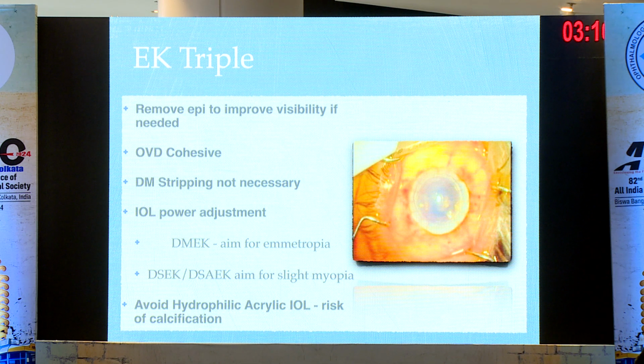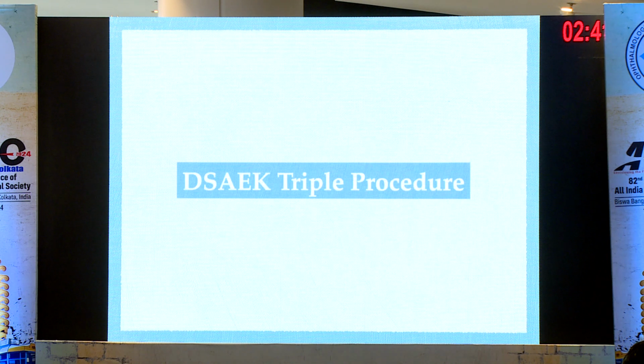Descemet membrane stripping is not really necessary in a post-PK eye, like in this case, but in a routine case, of course, you probably want to do it. This is a failed PK, a therapeutic graft, in which we did a DSEK triple. IOL power adjustment I already mentioned. For DMEK, aim for emmetropia. If it's a DSEK or DSAEK, aim for slight myopia, about 1 to 1.5 diopters. And like I said earlier, avoid hydrophilic acrylic lenses because of the risk of calcification.